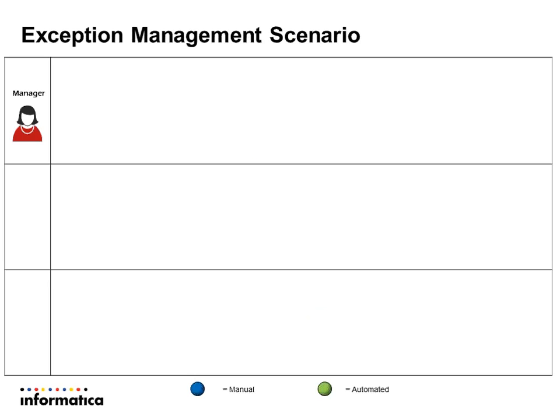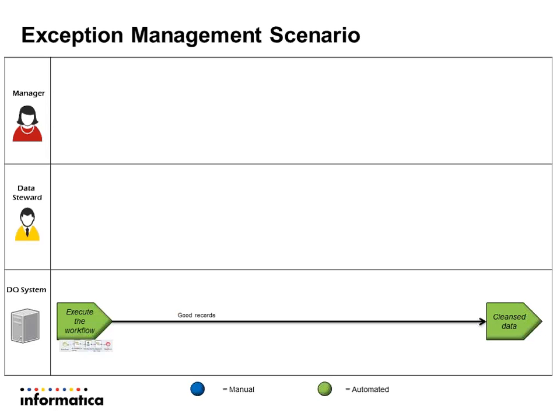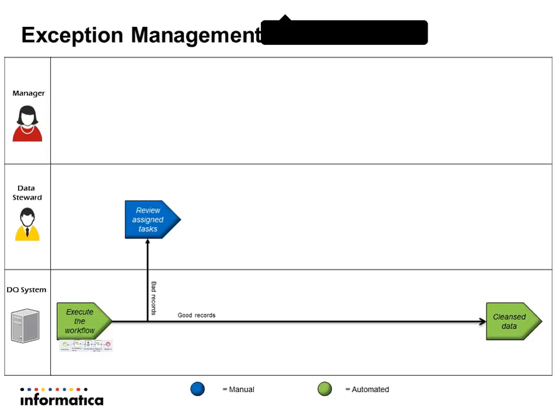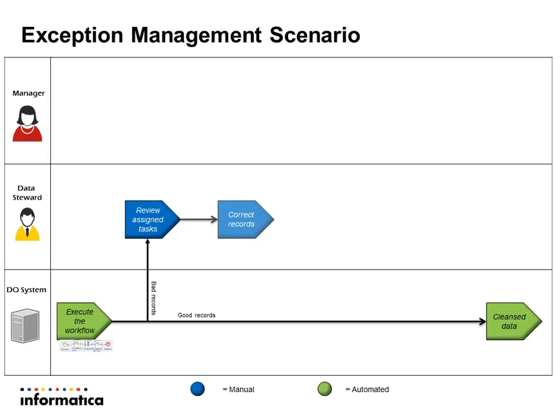So in this process, we have a DQ system, a data steward, and a manager. In a DQ system, a workflow consists of a mapping task and human task. This workflow is deployed as an application to handle the exceptions. Now, when the application runs, the DQ system will move the good records to the target as they are already cleansed. Bad records are assigned to the data steward for review and corrections.